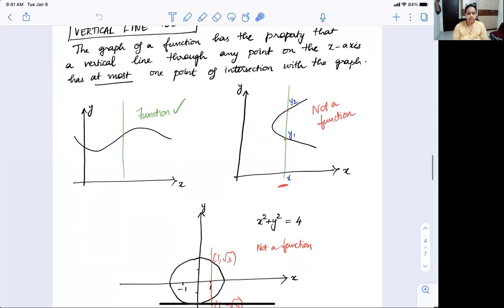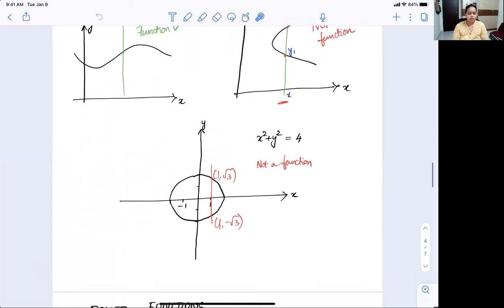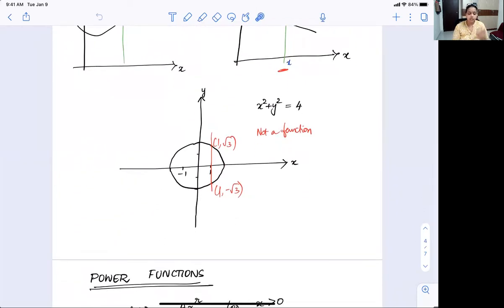So in this particular example, the second one, you see that the line cuts the curve at 2 points, which essentially means that for one input value, I'm getting two outputs. And by definition, that's not a function. Extending the same idea to a circle, if I draw a vertical line through a circle, it's cutting at 2 points. And so a circle is also not a function.